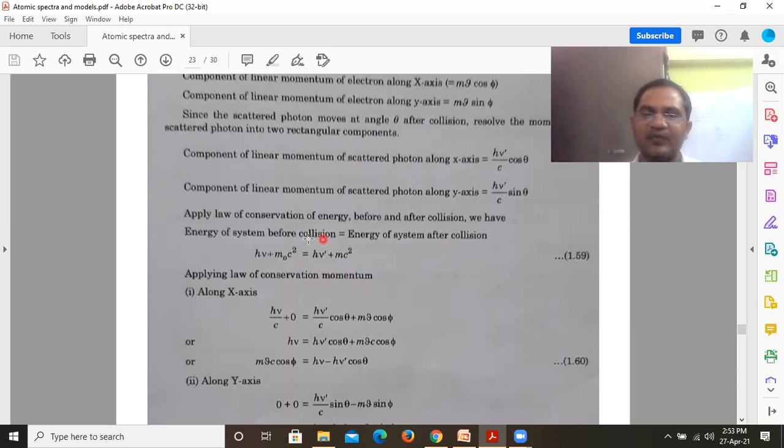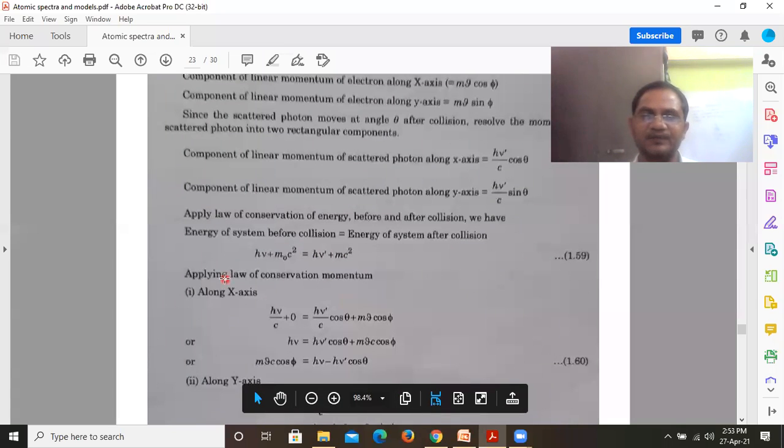Energy of the system after collision: energy of the scattered photon h nu dash, and the recoil electron of mass m has relativistic mass energy mc square. The sum of these two quantities gives the energy of the system after collision. This is equation 1. When you are writing the notes, continue the running numbers for the equations.